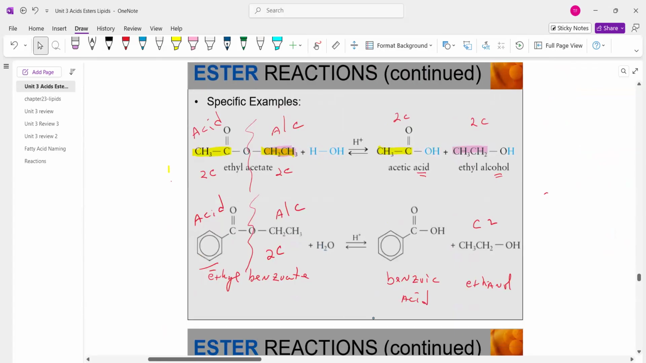Okay, so we're going to end up with some examples here. All right, so we have ethyl acetate. Acetate is 2 carbons. Ethyl alcohol is 2 carbons. So we have ethyl acetate in a pH less than 7, an acidic environment. That means we get this acid plus the alcohol.